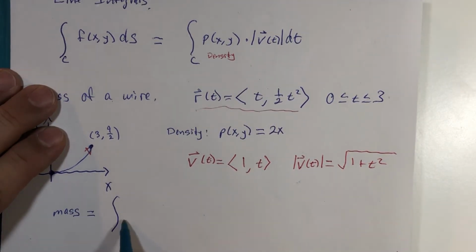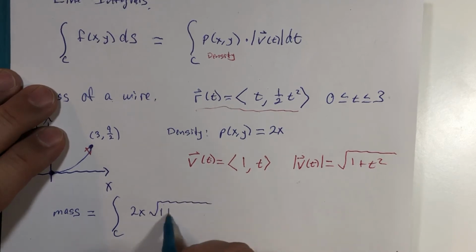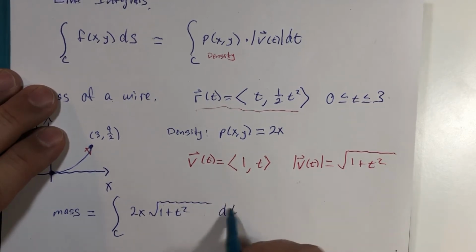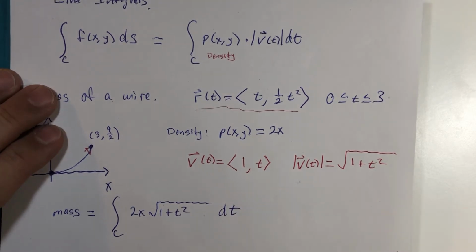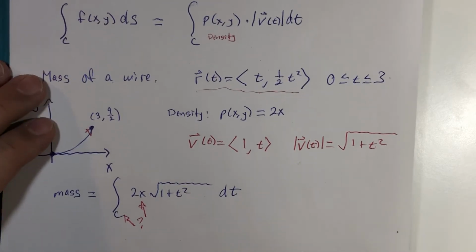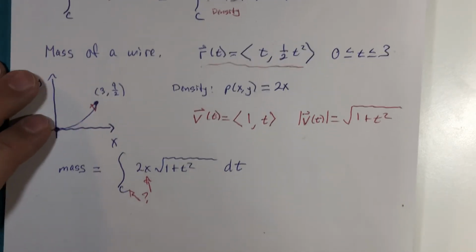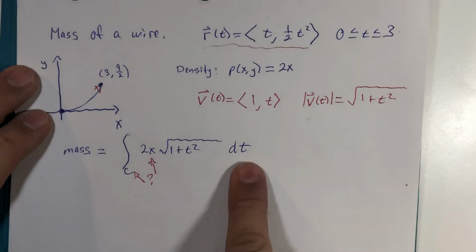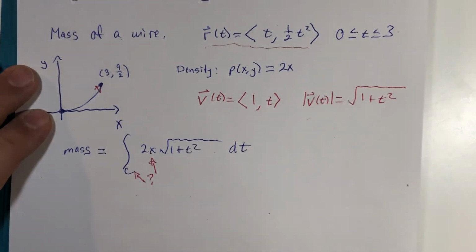So I have a density function. I have magnitude of velocity. And I realize I am just missing some information. I don't have limits on my integral. That x cannot stay there. So I'm just going to draw myself these little arrows here with some question marks. What is going on with those terms? So let's do some cleanup. First of all, I do know the t limits. They are from 0 to 3.